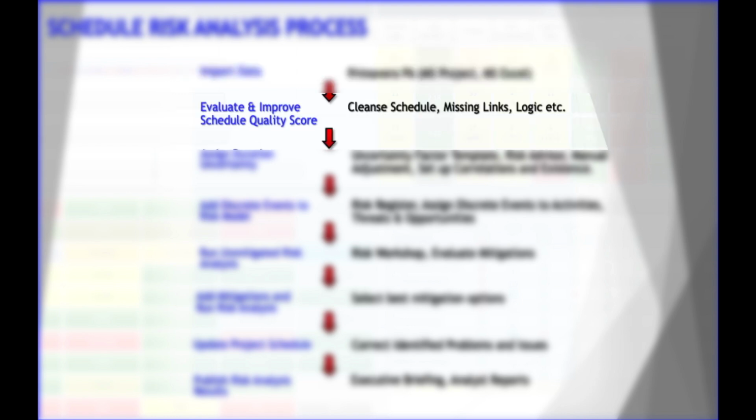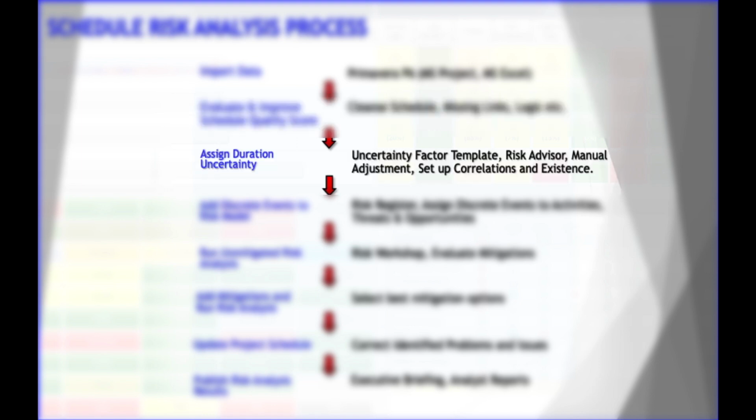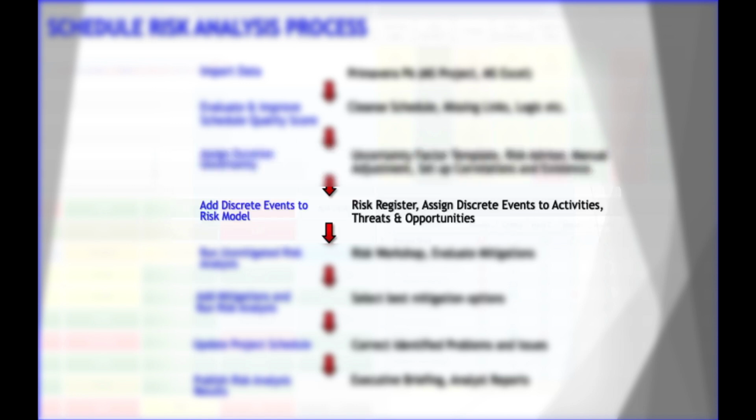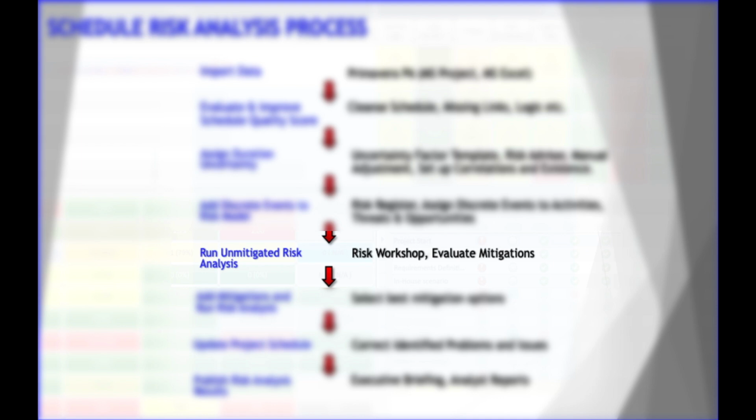Evaluate and improve your schedule quality and clean up the schedule. Assign duration uncertainty to the risk model. Add discrete risks to the risk model. Run a pre-mitigated risk analysis. Then, run a risk workshop to analyze the exposure chart and risk drivers and evaluate possible mitigations.